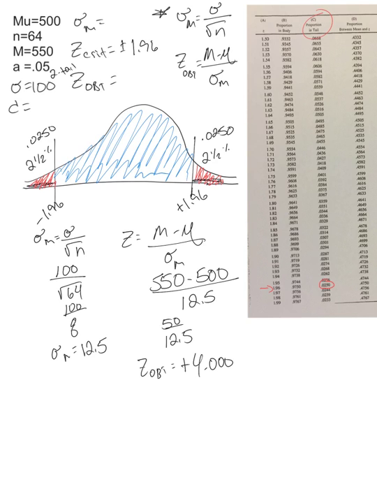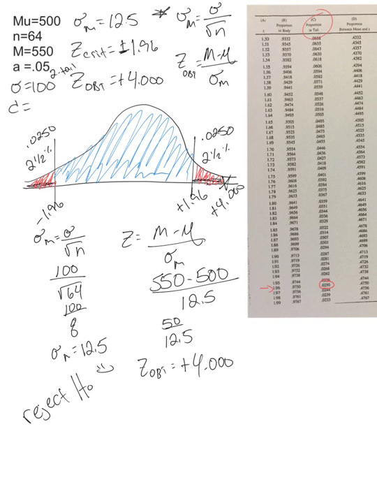So my z crit was positive or negative 1.96, and my z obtained is positive 4 with a standard error of 12.5. So that would fall right about here. My z obtained is positive 4. So that's good, I can reject the null hypothesis. That's my decision. The researcher is happy because their thing worked. This new therapy or treatment worked.